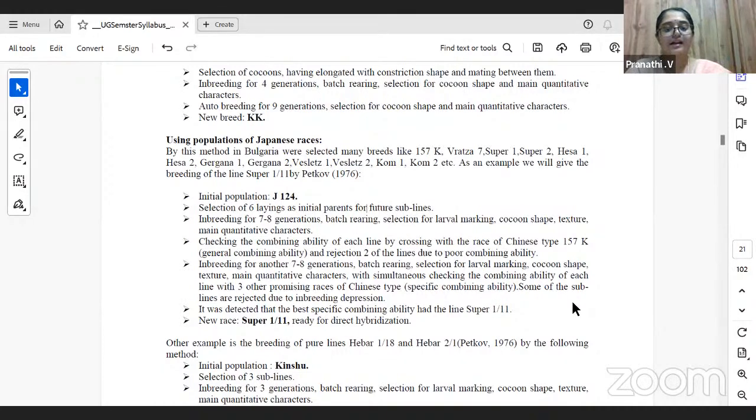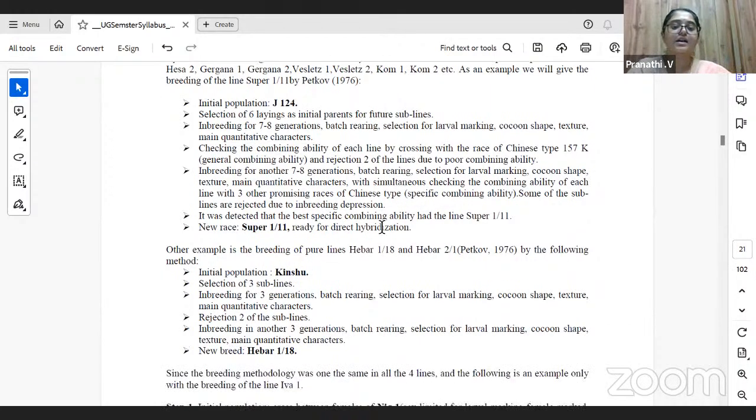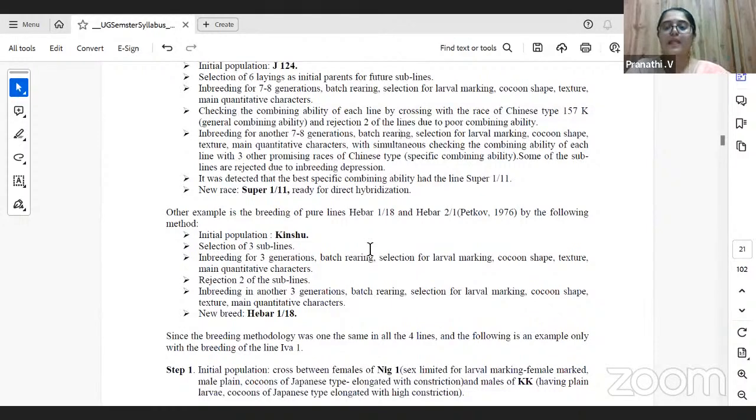Once this is done, you have the best specific combining ability, so that is around Super 1/11, through which you got a new race, which is your Super 1/11. This is ready for direct hybridization again.